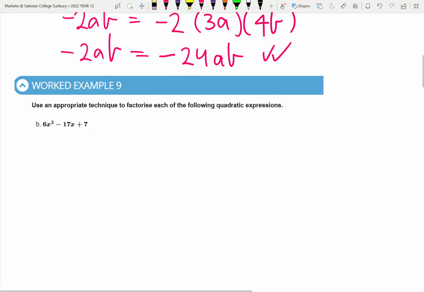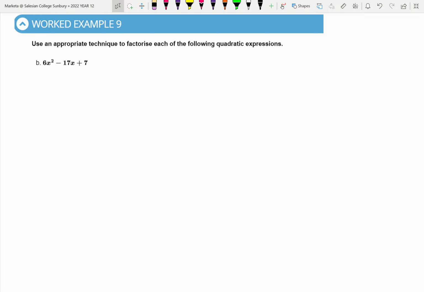Okay, moving on. The next one from example 9, we're factorising another three-term expression. So look, the thing you should always think of is cross multiplying, and that's most likely going to work unless it's a complete the square example. So this one looks like it should be pretty straightforward. Let's take a look. 3x times 2x will give us 6x squared, and then let's see, 7 times 1 is of course 7. We've got to get to negative 17.